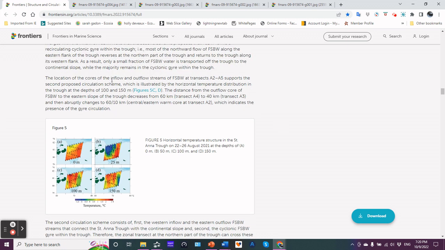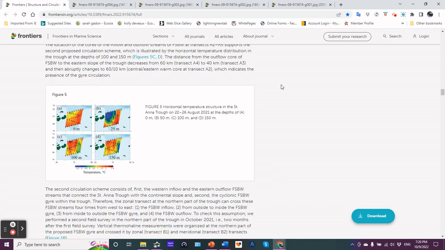Here we go. The location of the cores of the inflow and outflow streams at the transects A2 to 5 supports the second proposed circulation scheme, which is illustrated by the horizontal temperature distribution in the trough at the depths of 100 and 150 meters, figures 5C and D. The distance from the outflow core of the FSBW to the eastern slope of the trough decreases from 60 kilometers, transect A4, to 40 kilometers, transect A3, and then abruptly changes to 60/10 kilometers, which indicates the presence of the gyre circulation.